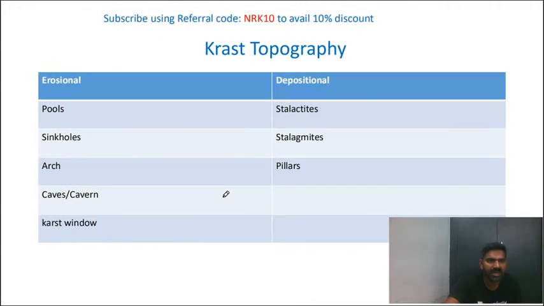Those, whatever we discussed, are aeolian topographies. Now, groundwater topographies. Last time we did not cover limestone pavements. I'll tell you what that is.